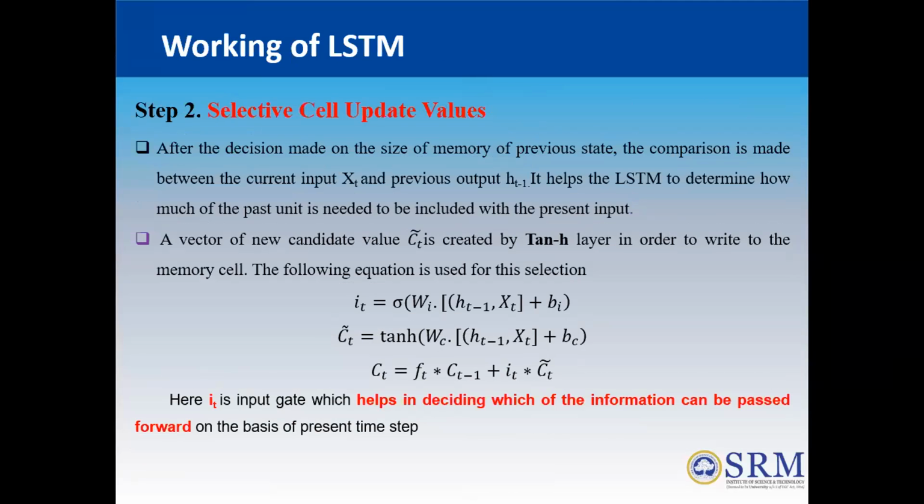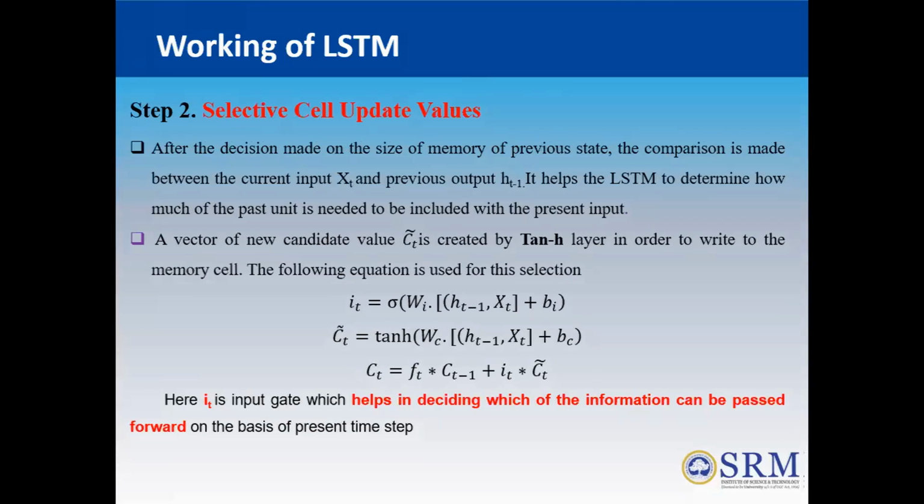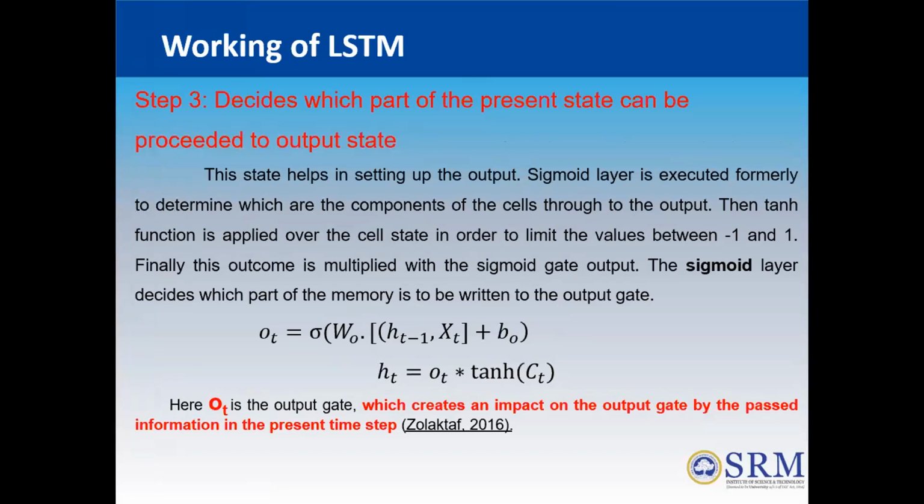So here it helps in deciding which of the information can be forwarded on the basis of the present timestamp. The last one is, once the cell state is updated, which part of the present state can proceed to the output state. Here again, the sigmoid layer is executed to determine which components of the cell are going to go to the output. Tanh is also applied here, just to limit the values between minus 1 and plus 1.